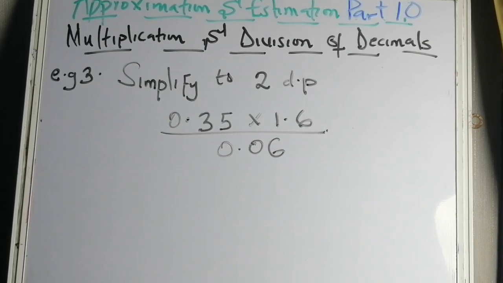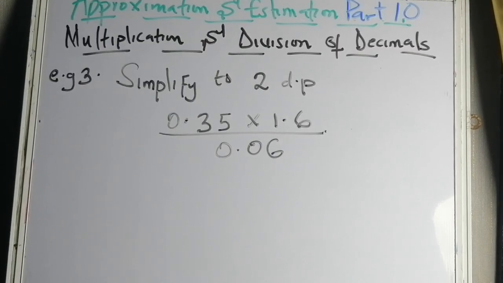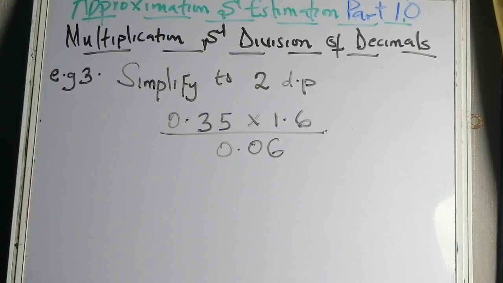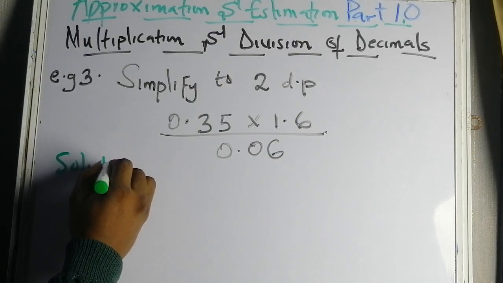Hello guys. Okay, this is approximation and estimation part 10. To buttress multiplication and division of decimals, we are solving this example without using a calculator, just to explain how to multiply decimals, how to divide at the same time, and also how to simplify to two decimal places: 0.35 times 1.6 over 0.06. Okay, so let's say we have a solution here.